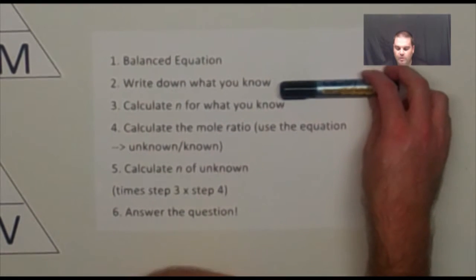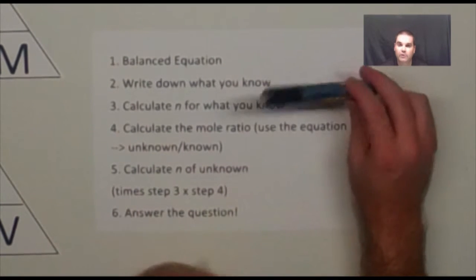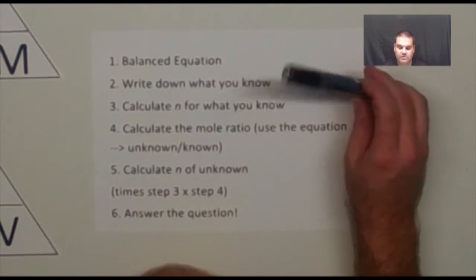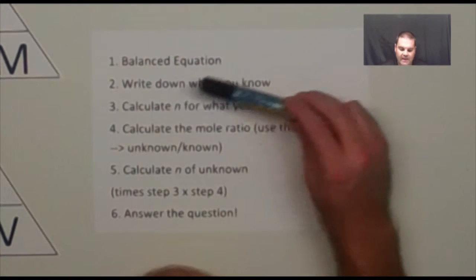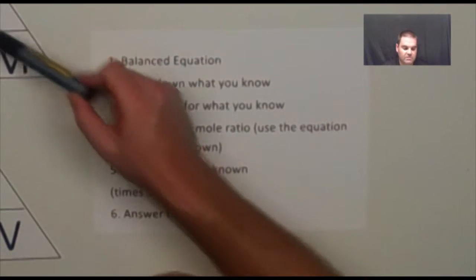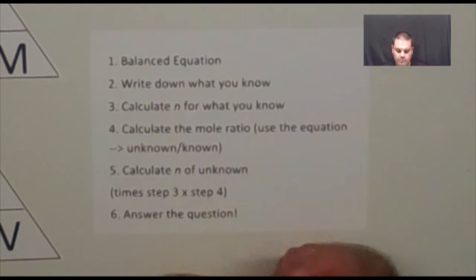Then what you do is you write down what you know. And what I mean by that is you find the values for your chemicals that you've got in the question. It'll be a volume, it'll be number of moles, it'll be mass, all right, anything like that. You write it down and I'll show you how to do that. Okay. Then you calculate n, number of moles, for what you know, all right, using one of these two equations. So either mass over molar mass, all right, or concentration times volume.